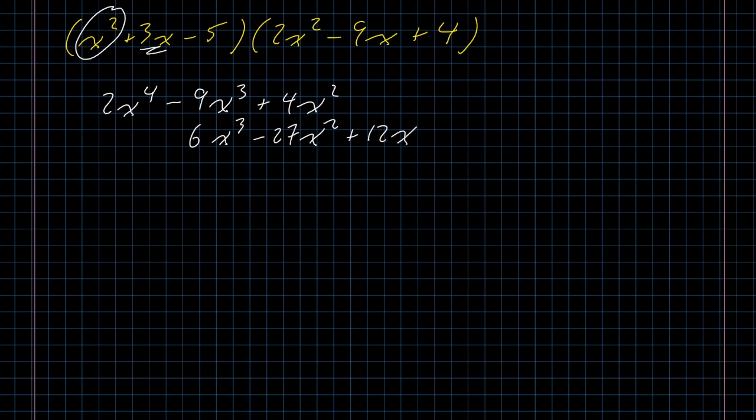Then for the minus 5 term, again, down to the next line, over one space. Minus 10x squared plus 45x minus 20.